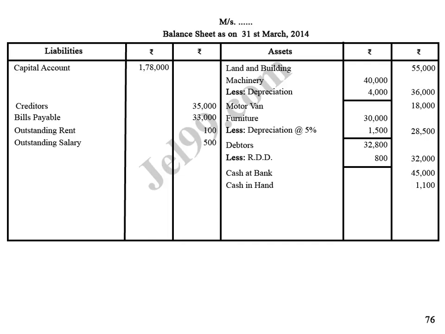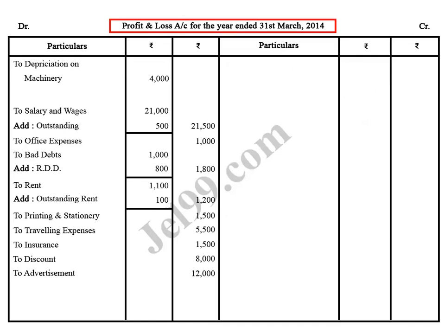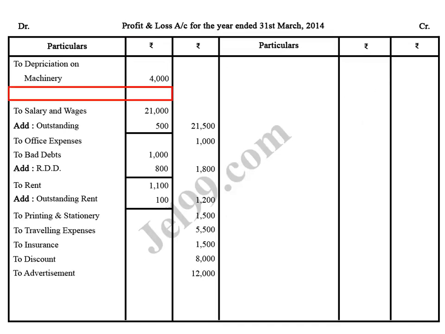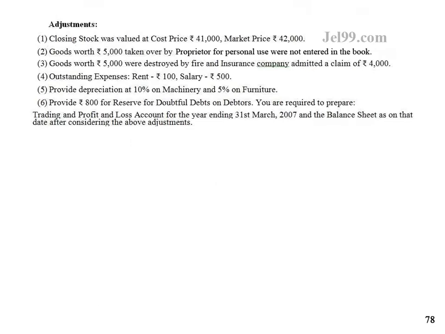And its second effect, profit and loss account, debit side, under the heading of depreciation account, furniture ₹1,500, so 4,000 plus 1,500 is equal to ₹5,500, because depreciation is a loss of business, hence it is shown on debit side of profit and loss account, as per accounting rules. Let's check all the remaining adjustments.